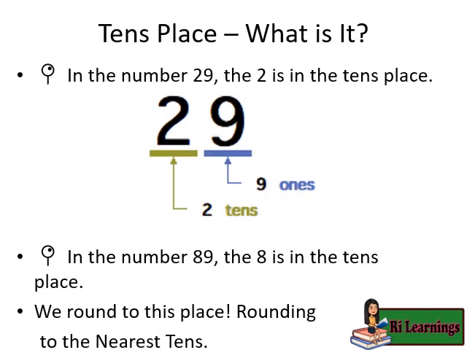Tens place. What is it? In the number 29, the 2 is in the tens place. In the number 89, the 8 is in the tens place. We round to this place. Rounding to the nearest tens.